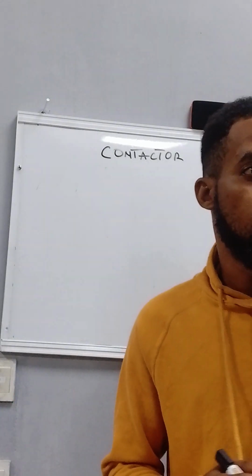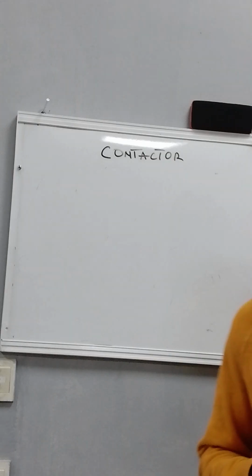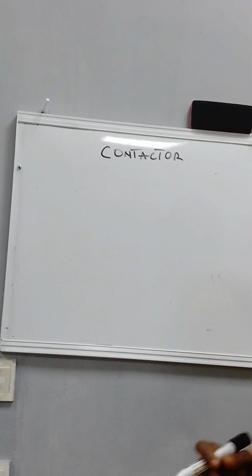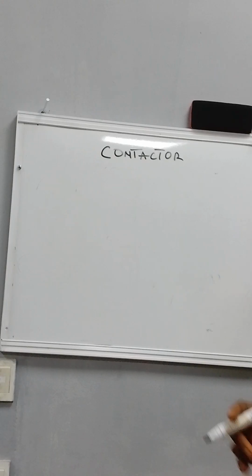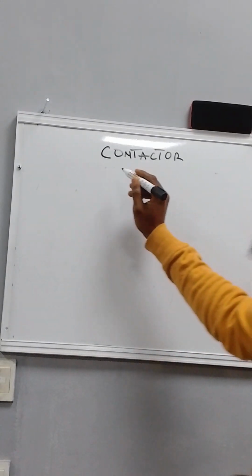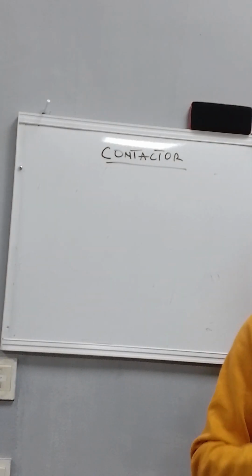Today's edition of the tutorial. Today I'll be taking you through what we call a Contactor. A Contactor is an electrical component or device that can operate on a higher load. What I mean is that a Contactor is different from a relay. A relay can operate on a lower load, understand? But a Contactor has the capacity to operate on a higher load.